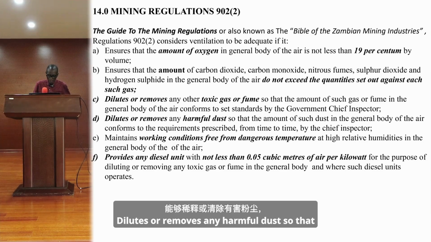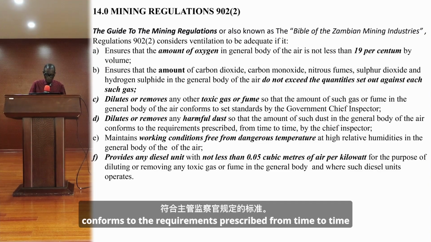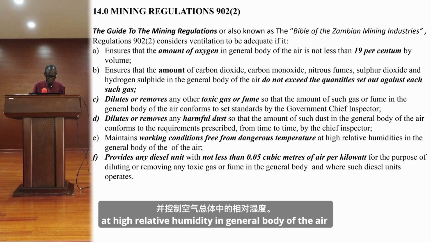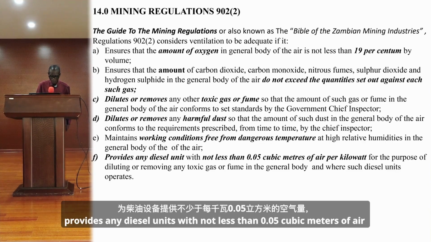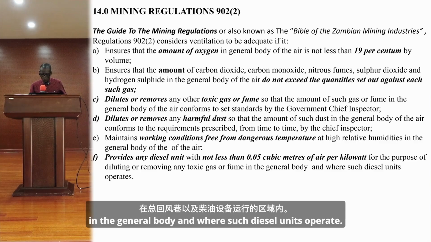It dilutes or removes any harmful dust so that the amount of such dust in the general body of the air conforms to the requirements prescribed from time to time by the chief inspector. Working conditions must be free from dangerous temperatures at high relative humidities in the general body of the air. It provides any diesel units with not less than 0.5 cubic meters of air per kilowatt for the purpose of diluting or removing any toxic gas or fumes in the general body where such diesel units operate.